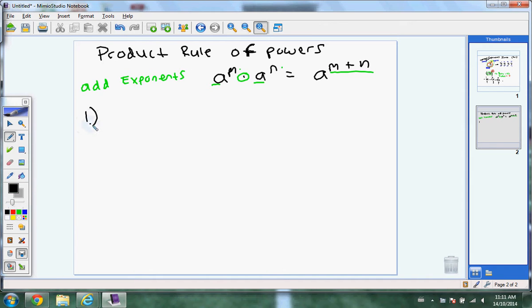What we're talking about. So we have x to the fourth times x squared. Okay, so first thing, do they have the same base? Yes, we have x and x. So I simply go x to the 4 plus 2. Okay, so that gives me x to the 6. Now if you're saying, wait, this doesn't make any sense, we're multiplying them. Well, let me show you why.